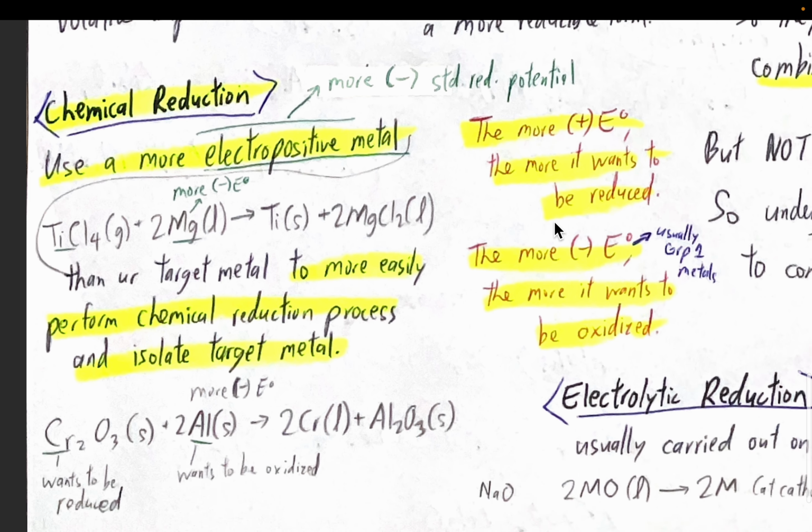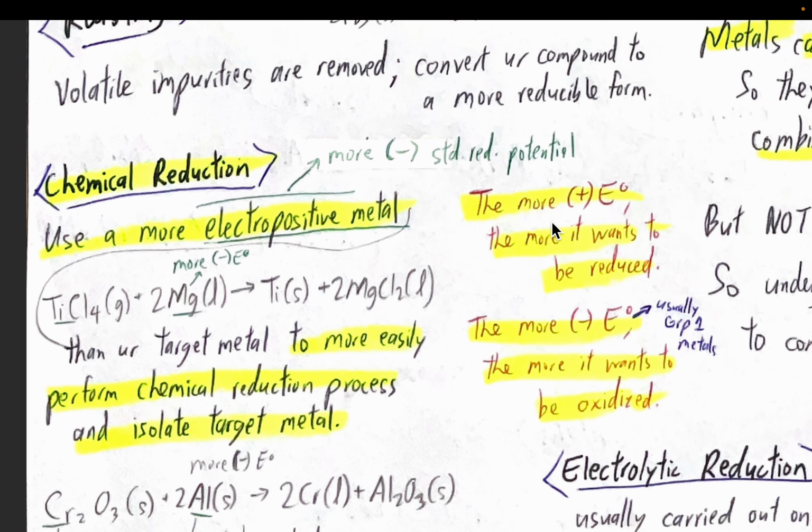So, the more positive your standard reduction potential is, the more it wants to be reduced. The more negative it is, on the contrary, usually this is associated with group 1 metals. They have this property in common. Well, basically, the more it wants to be oxidized. Because again, group 1 metals, well, they are called alkali metals.